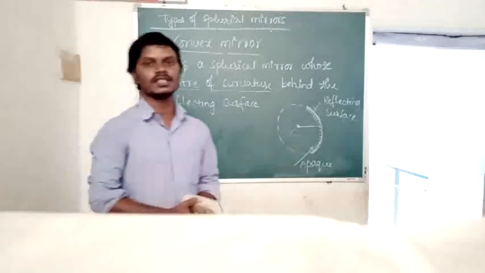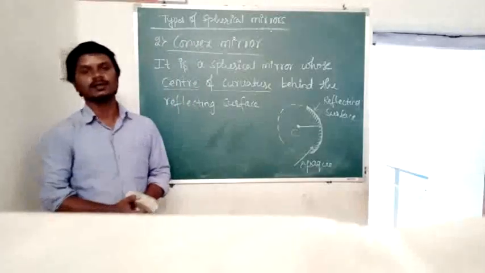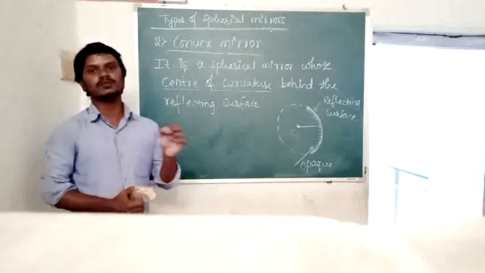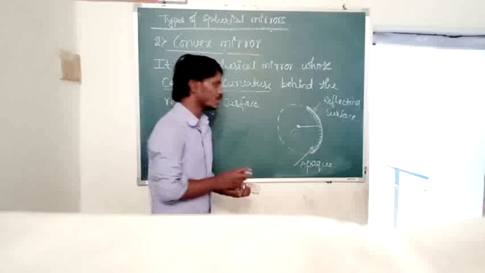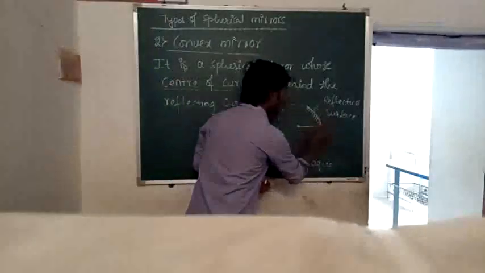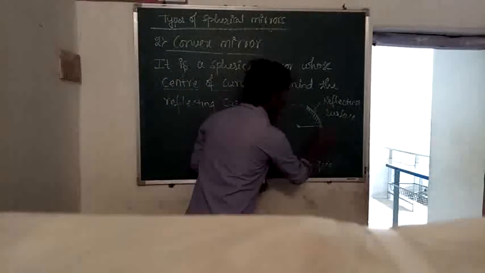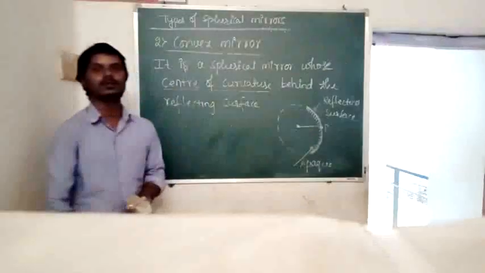So, the first term is pole. What is pole? It is the midpoint of a spherical mirror. This midpoint of the spherical mirror is called the pole.